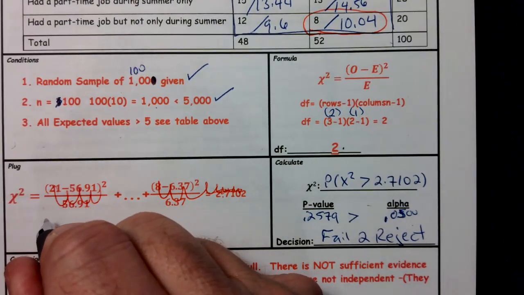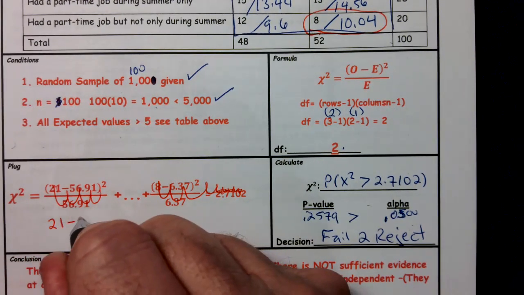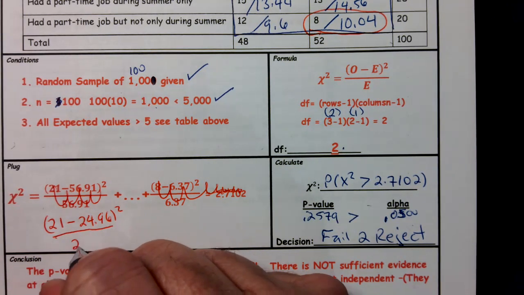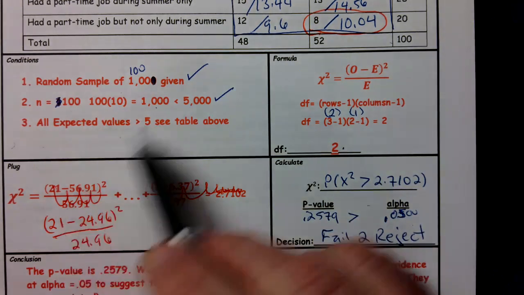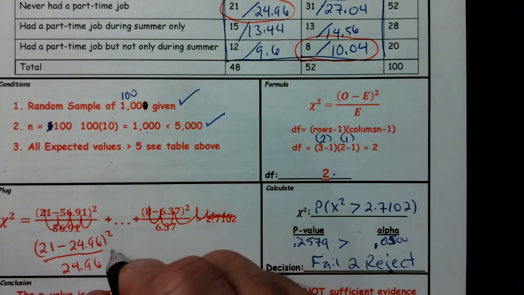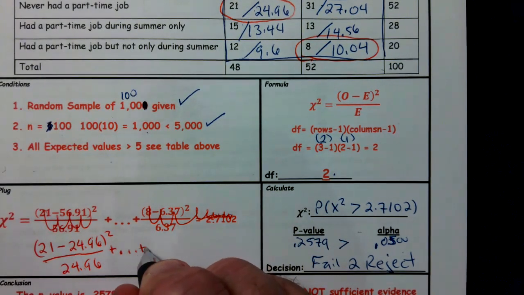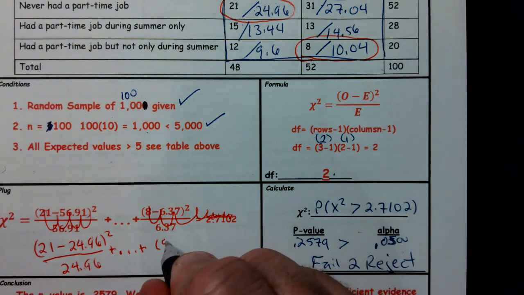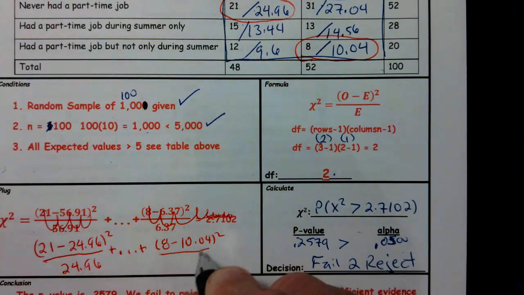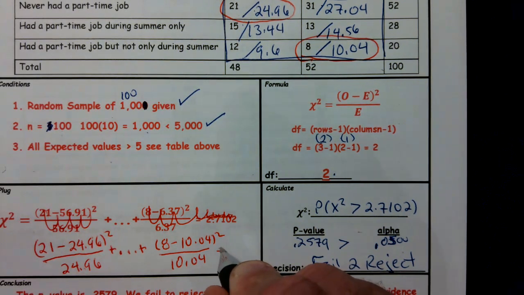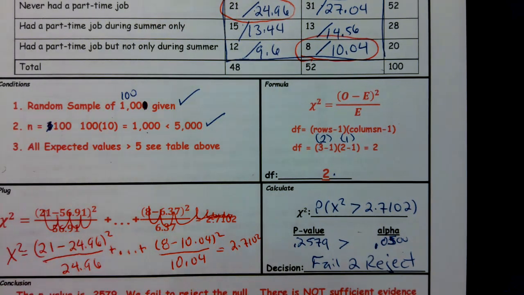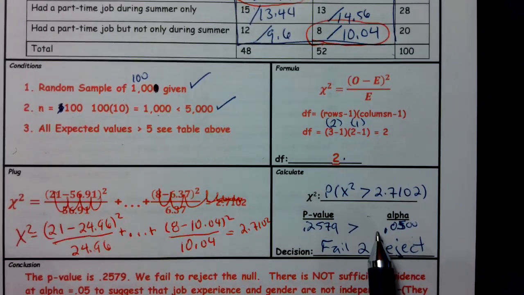We are going to have 21 minus 24.96 squared over 24.96. So our observed of 21 minus our expected of 24.96 over our expected. And it's always going to be plus dot dot dot plus. And then it's going to be my observed of 8 minus my expected of 10.04 squared over 10.04. And that happens to equal 2.7102. So that's our chi-squared. So that's our plug. Sorry that I had that written wrong, but that's correct now.